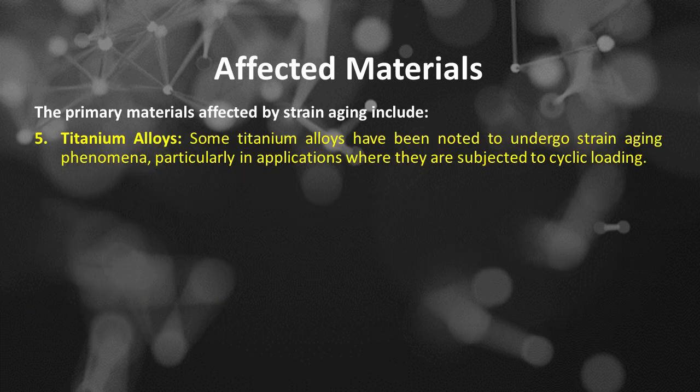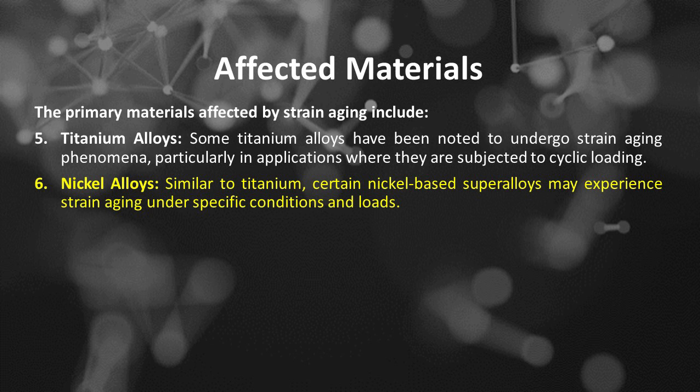Number 5 of the primary materials affected by strain aging is titanium alloys. Some titanium alloys have been noted to undergo strain aging phenomena, particularly in applications where they are subjected to cyclic loading. Number 6 of the primary materials affected by strain aging is nickel alloys. Similar to titanium, certain nickel-based superalloys may experience strain aging under specific conditions and loads.